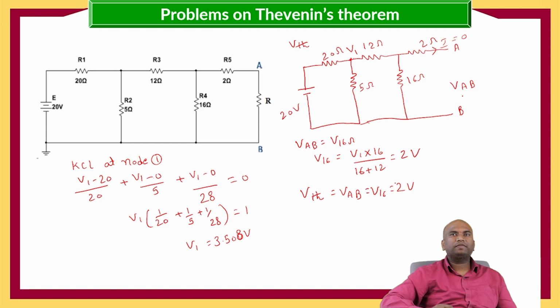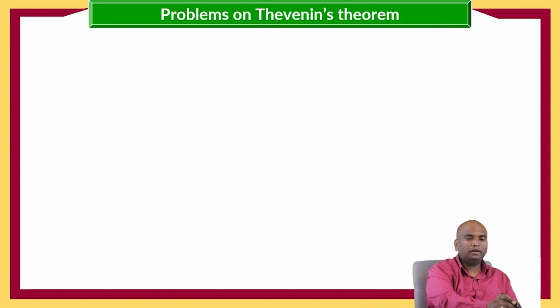Now we got the VTH value. And then we need to calculate the Thevenin resistance. For the Thevenin resistance, we need to make the voltage source a short circuit. So for that, I am making the voltage source a short circuit.